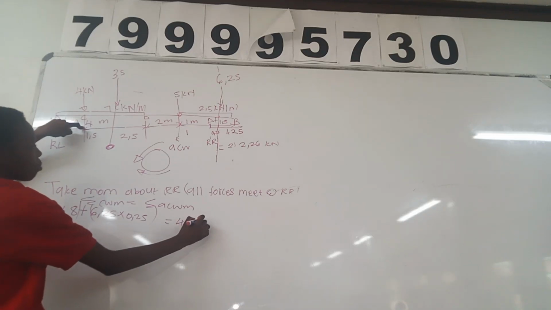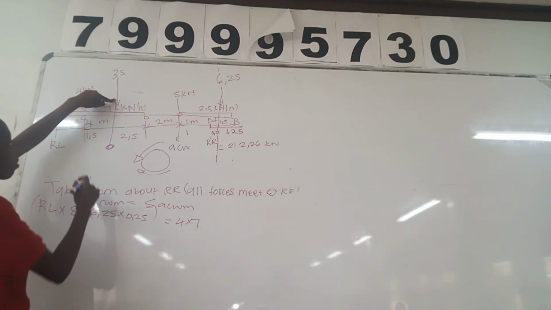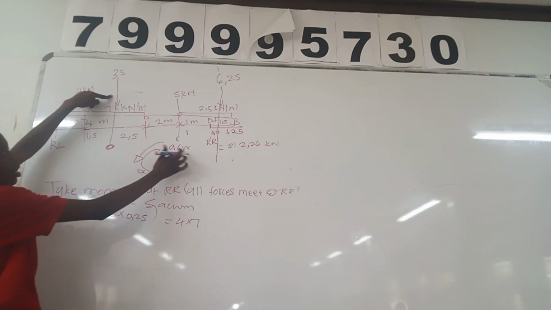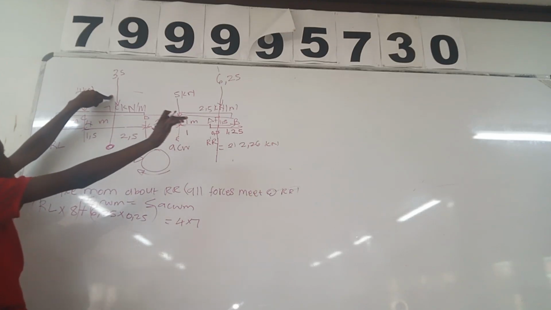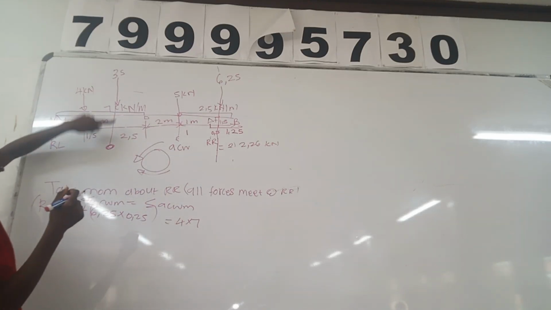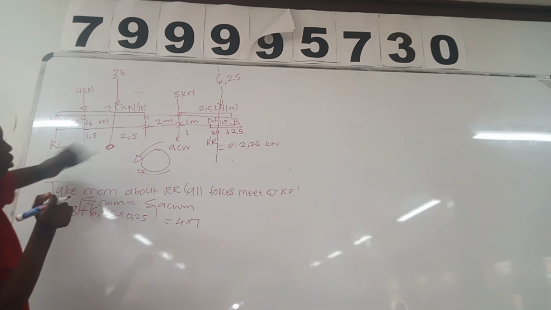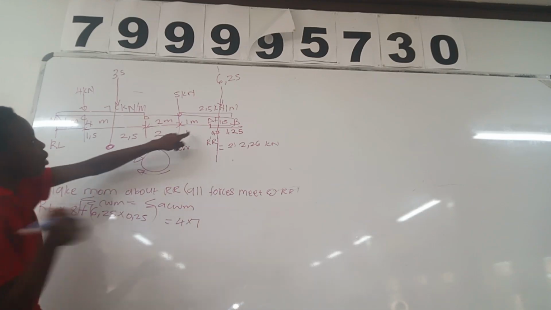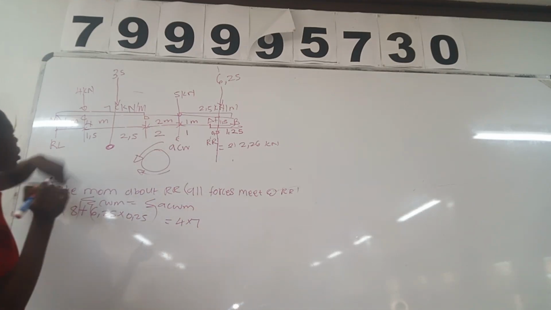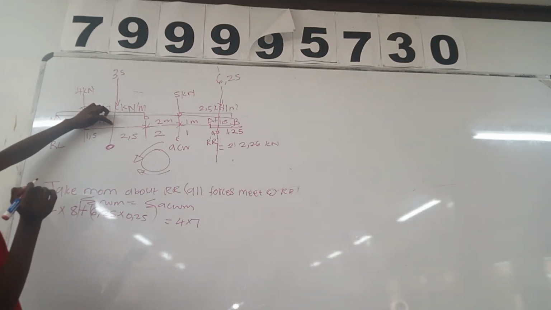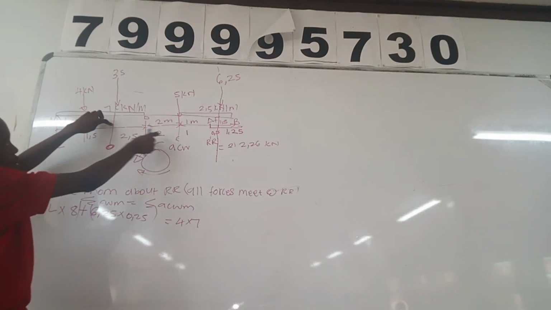4 times 7 gives 28, and then 35. For the UDL, remember the distance. So we have 35 here, which is 2.5 plus 2 plus 1.